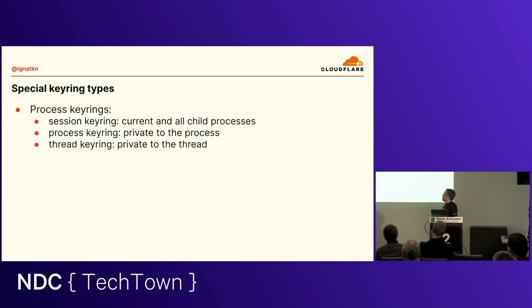Okay, so what about special keyring types? We created the custom keyring, but there are also implicit keyrings. There are three main types which are bound to a process lifetime. The session keyring is implicitly created by the kernel when needed, and its lifetime is bound to the current process and all child processes, that is, the process which requested the creation and all child processes of that process. Then you have a process keyring which is private to the process, and you can have a thread keyring which is private to a particular operating thread.